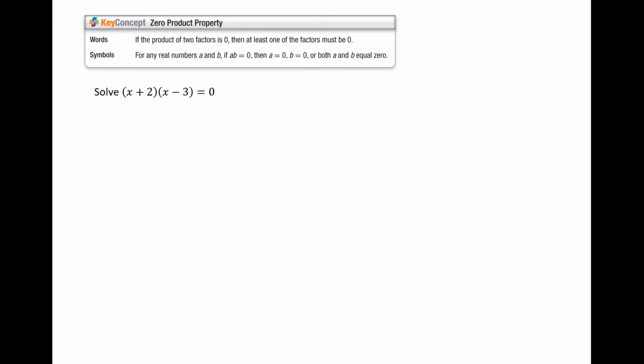Well, in words, it says if the product of two factors is 0, then at least one of the factors must be 0. So I'm saying if two things multiply together and they equal 0, one or the other or both must be 0. So if a times b is equal to 0, where a is some number and b is some number or expression, but it's two things that multiplied together equal 0, then either a equals 0 or b equals 0. And that's because anything multiplied by 0 is 0.